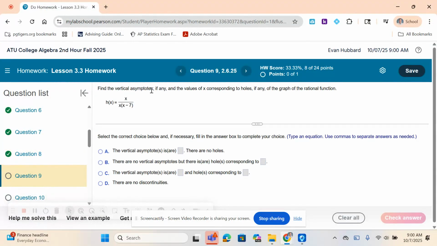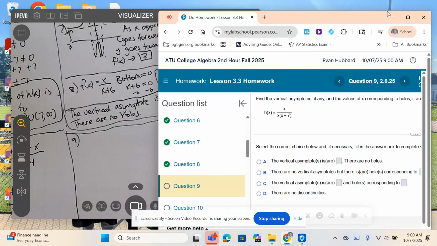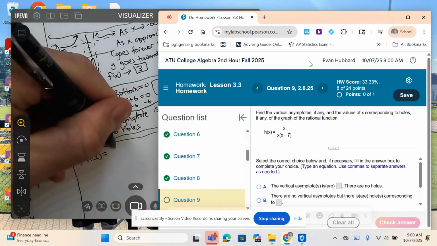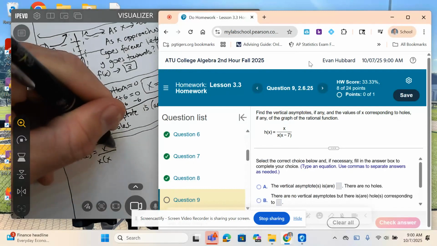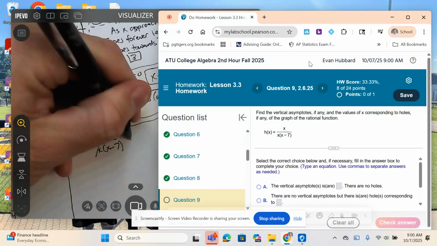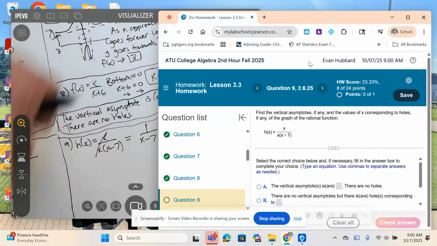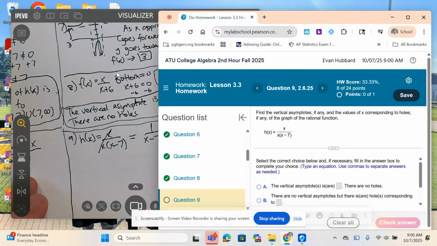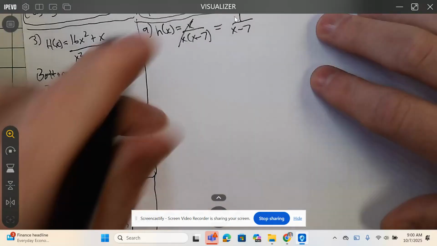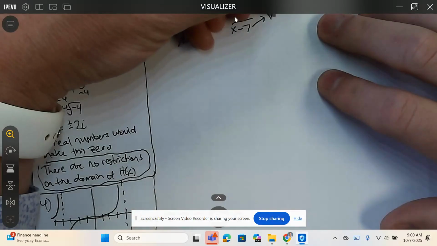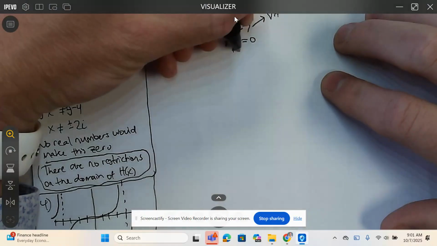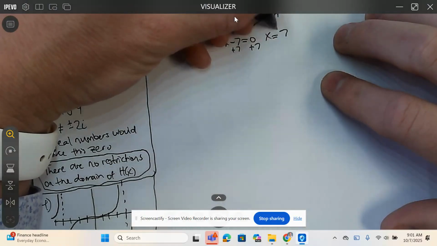Find the vertical asymptote and the corresponding holes. So this one is going to have some issues. h of x equals x divided by x times (x minus 7). What happens here is something cancels. The x's cancel, so you're left with 1 divided by x minus 7. The vertical asymptote is going to come from this. So x minus 7 equals 0, so the vertical asymptote is x equals 7.